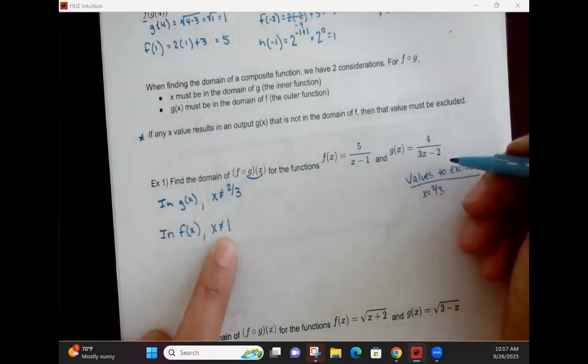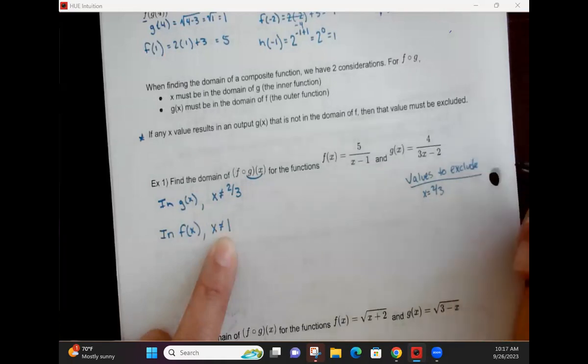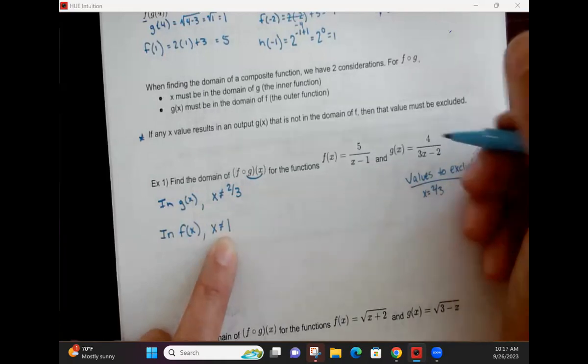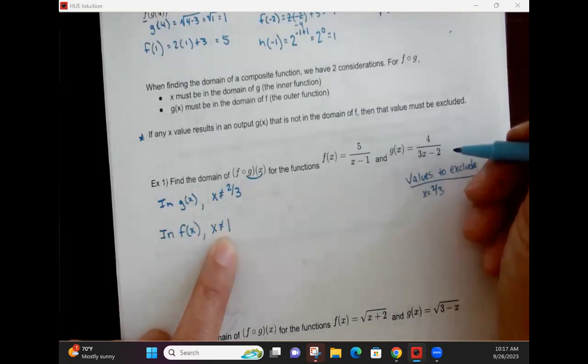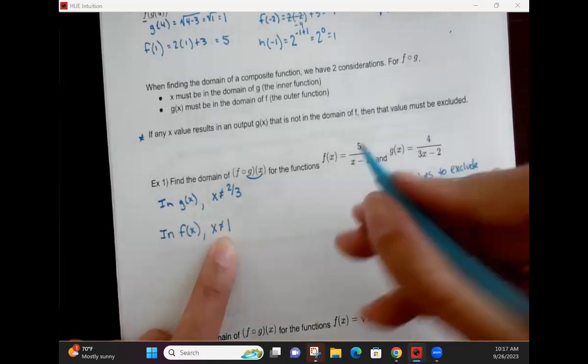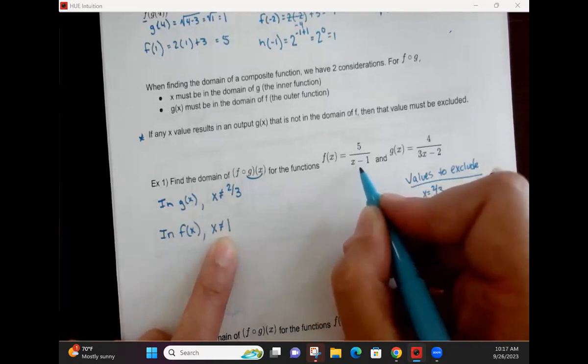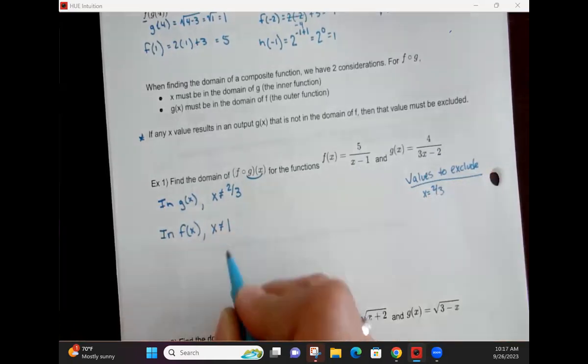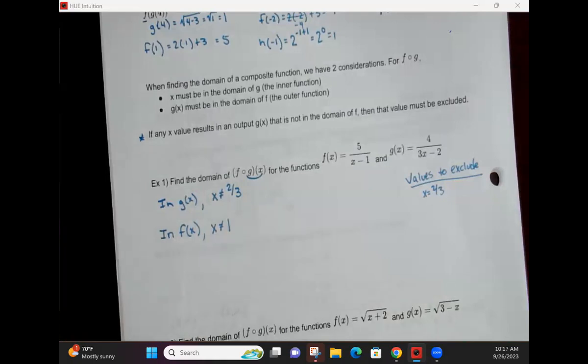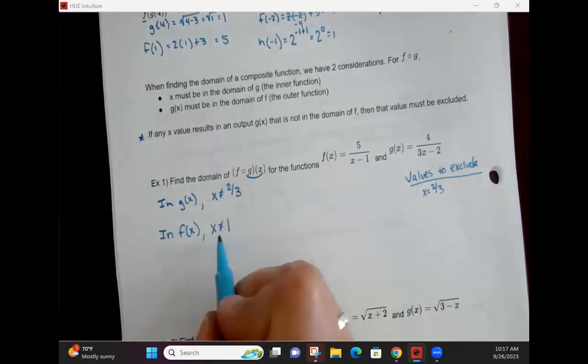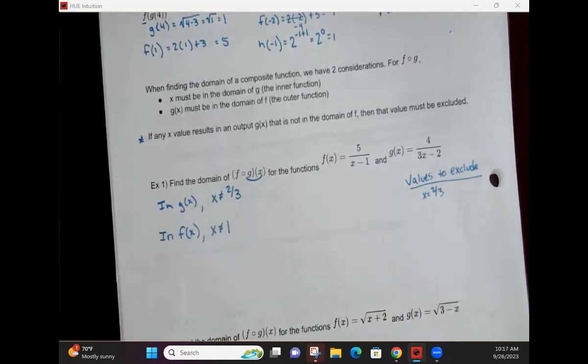For this particular problem, 3 minus 2 would be 1. So that would be 4 over 1, right? So if I plug in 1, I get 4. And then if I continue, 4 minus 1 on the bottom is not 0. So actually, x can be 1 for our domain for our composite function. An x value of 1 is not a problem.